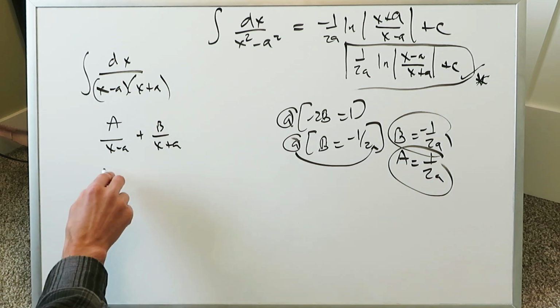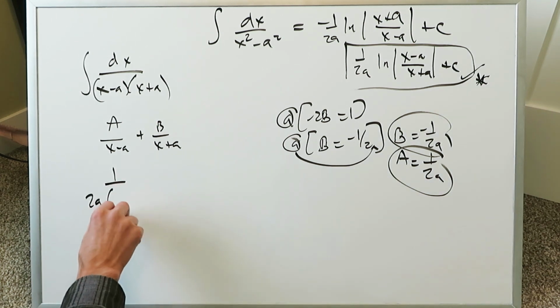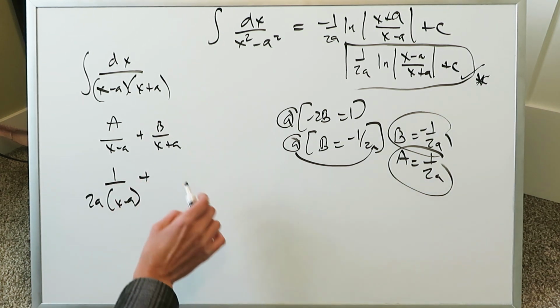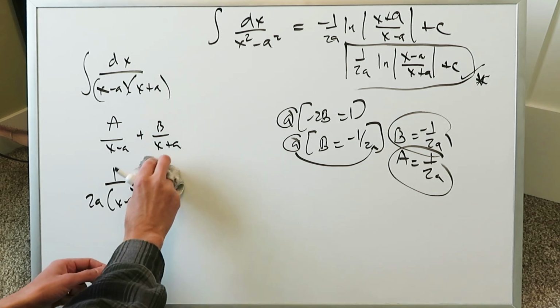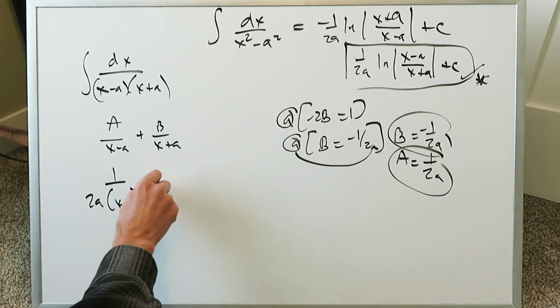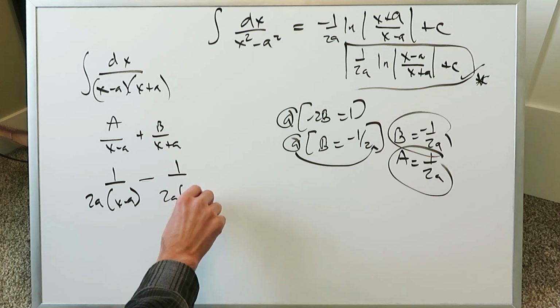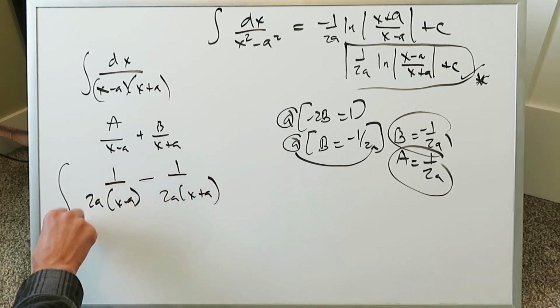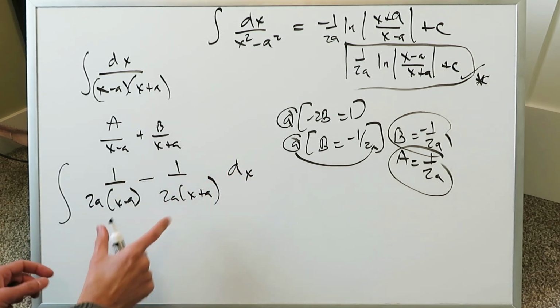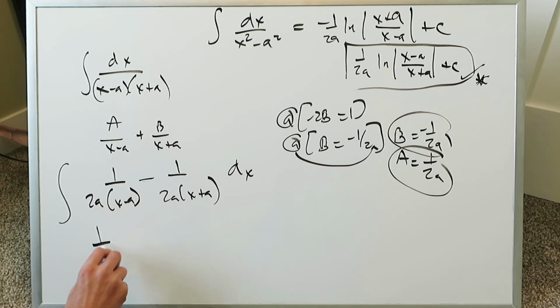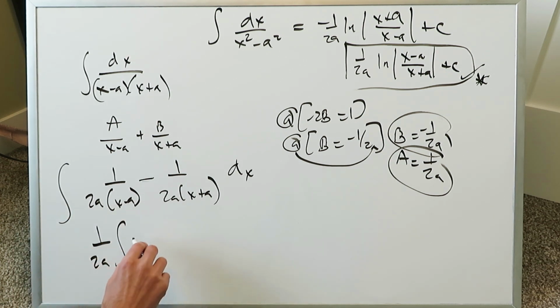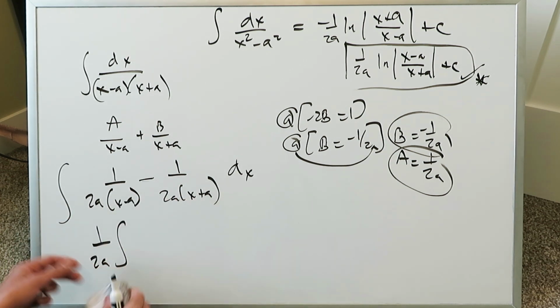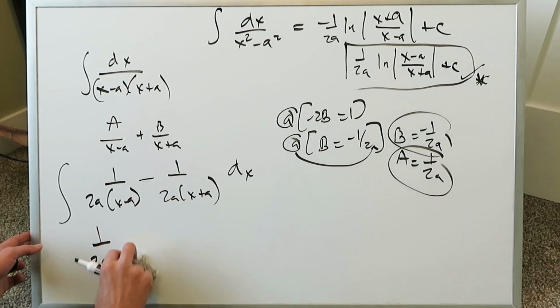A is 1 over 2a, so you are looking at 1 over 2a times x minus a, plus b is a minus 1 over 2a. So let's bring in the minus. We'll do minus 1 over 2a into x plus a. Now you're doing the integral of all of this. You can bring the 1 over 2a out in both instances, 1 over 2a, and then you're looking at all of that. But rather than looking at all of that, let's do the antiderivative.